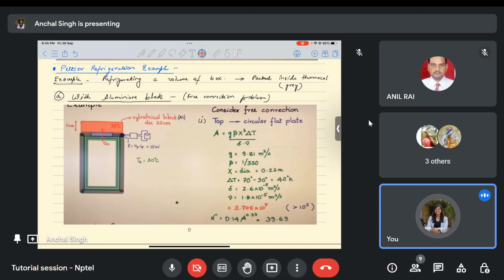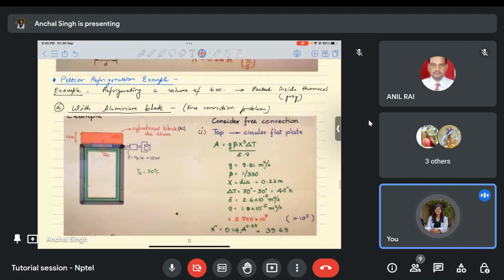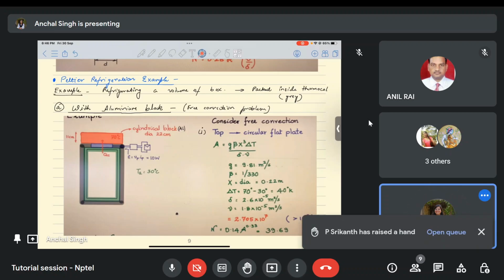So a Peltier module is used. If you put this inside a thermocol for proper insulation, and this purple thing is our Peltier module, and I put an aluminum block on top of the Peltier module in order to dissipate the heat of the Peltier module's hot junction to air. Now, from this aluminum block to the external atmosphere, sorry, this is a cylindrical block. So from this cylindrical block at the top of the Peltier module, heat is going into the atmosphere. That means here at the surface of this block, solid is interacting with the fluid in the vicinity.